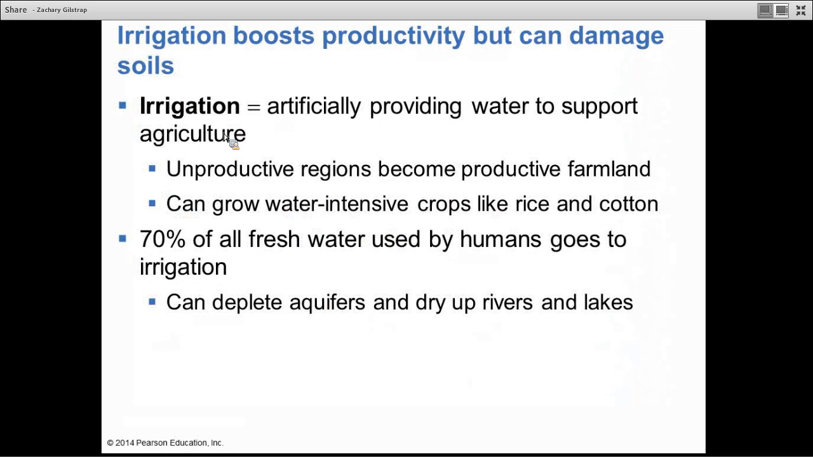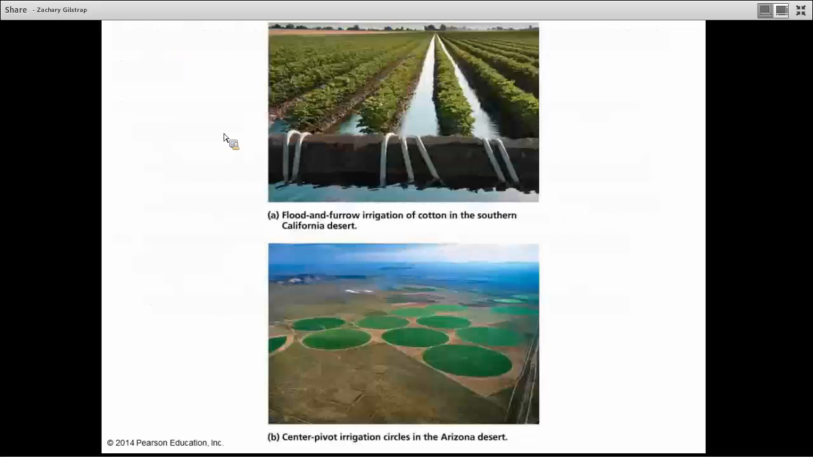So now we're going to talk about irrigation. You have to water and fertilize crops, and that's going to be the next section we talk about. Irrigation boosts productivity, but it can also damage soil. The artificial provision of water beyond that which crops receive from rainfall is known as irrigation. Here are a couple of examples of irrigation systems, and it's an interesting fact that irrigation takes up to 70% of the water used by humans.